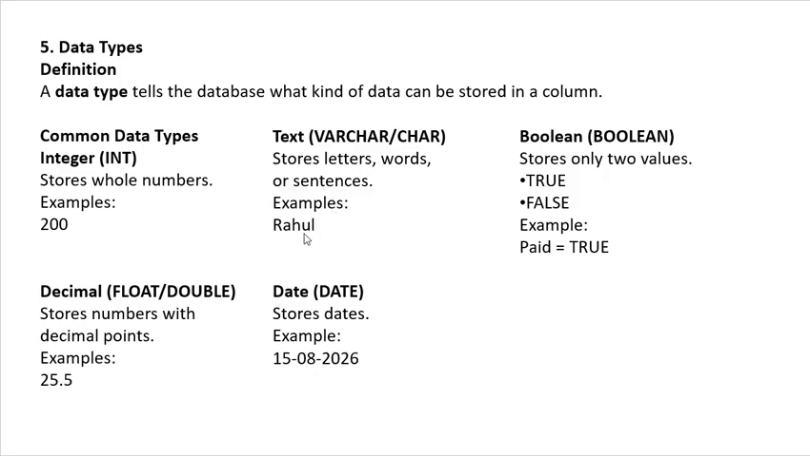Example: a date is a date keyword, and it stores dates, for example 15-08-2026, where 08 is the month as defined, followed by the year 2026. A boolean stores only two values, true or false. For example, if paid is equal to true, otherwise write false.